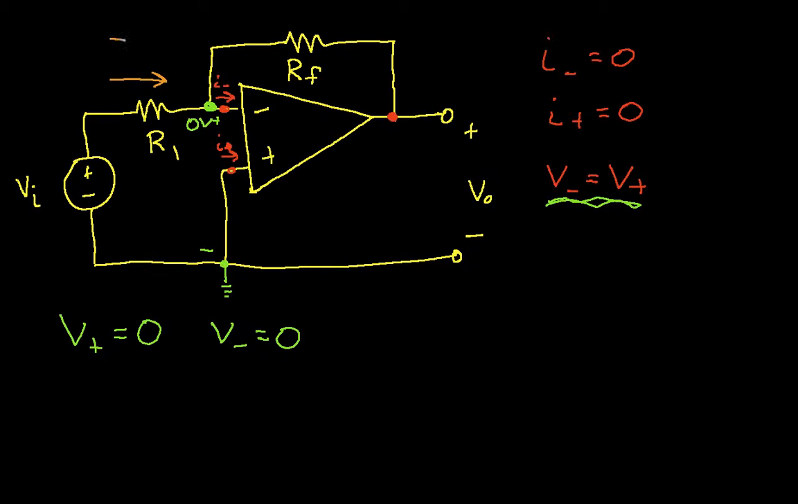If I call this I1, the current that flows through R1 will be equal to this input voltage, VI, divided by R1. And again, the reason for that is the voltage at this point is 0 volts, so the voltage across R1 is just the same as VI. So that gives us I1.